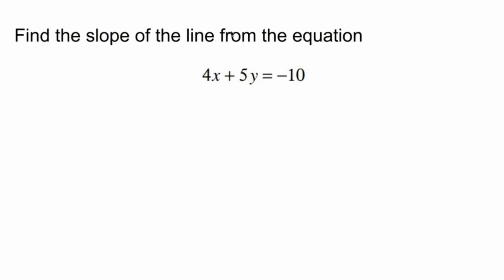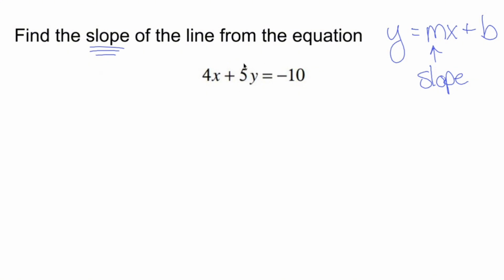Find the slope of the line from this equation right here. 4x plus 5y equals negative 10. Well, here's an issue. I can't just look at this and determine my slope because it's not in slope-intercept form. Slope-intercept form has y all by itself equaling my x term plus my y-intercept. My slope is the number that lives in front of x when y is all by itself, and that's what I'm trying to find here. So what I need to do is get y all by itself.